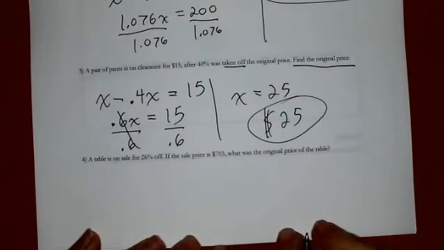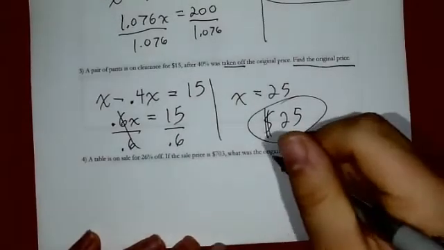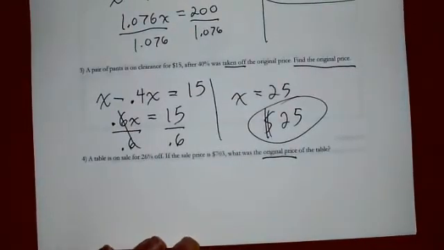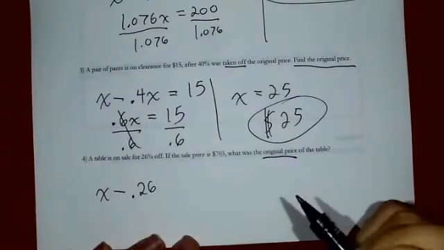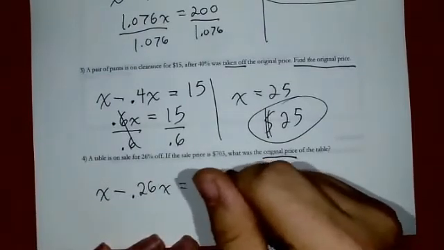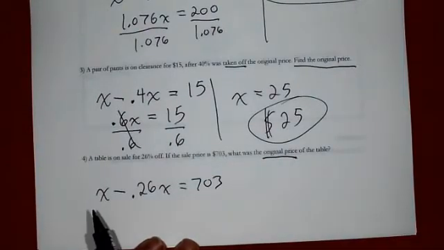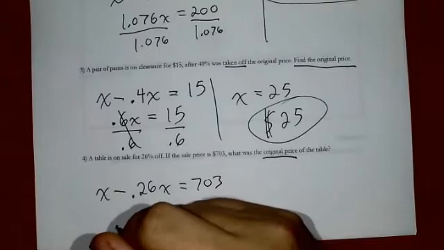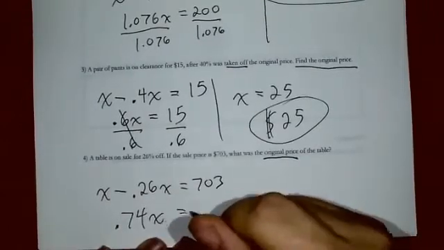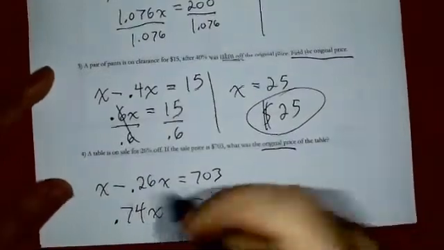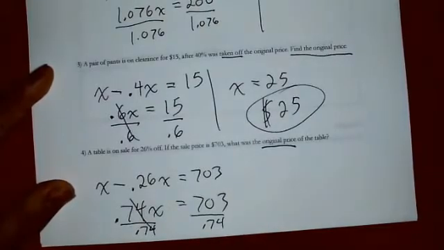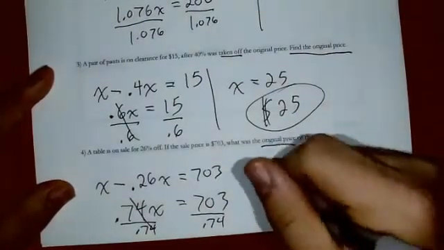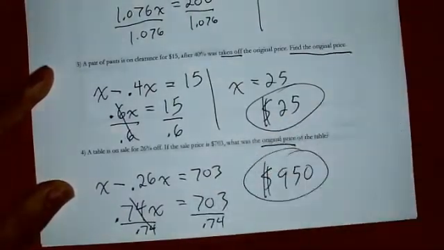Suppose a table is on sale for 26% off, sales price is $703. What was the original price? So that's again explicitly stating we don't know the original price. We'll call it X. It's gone down by 26%. And after that deduction, it came out to 703. So we'll go ahead and solve that. So 1x minus 0.26x is 0.74x. And then we'll just divide both sides by 0.74. As you can see, it's kind of the same song and dance solving these equations. It's always the same steps. And we get the value, $950.